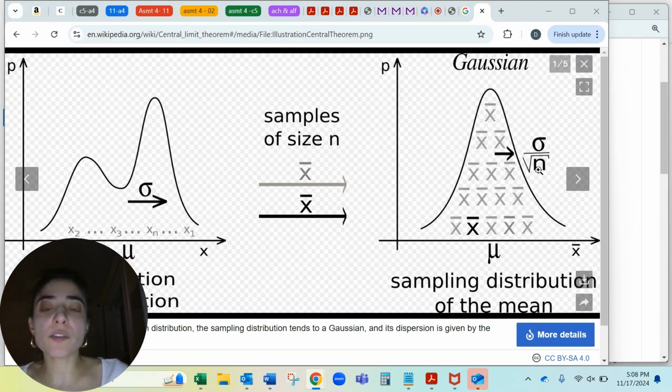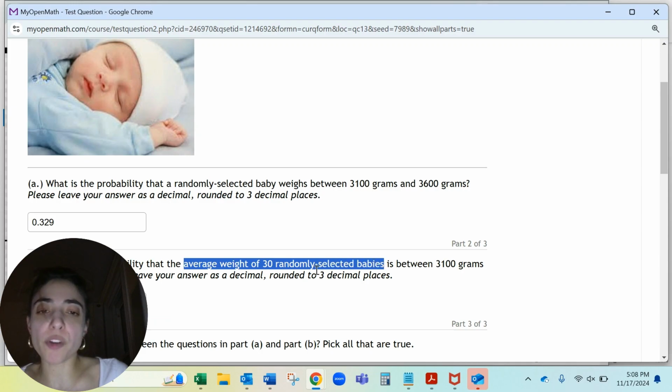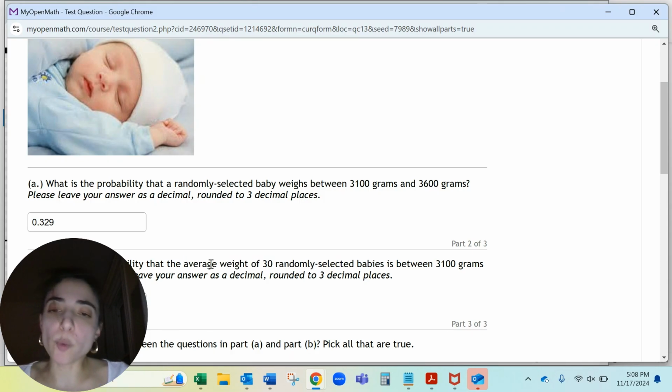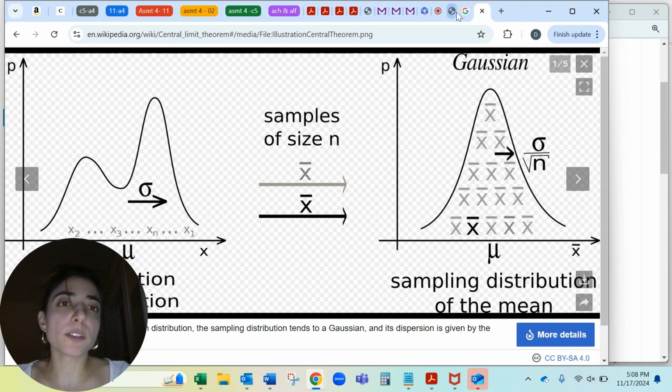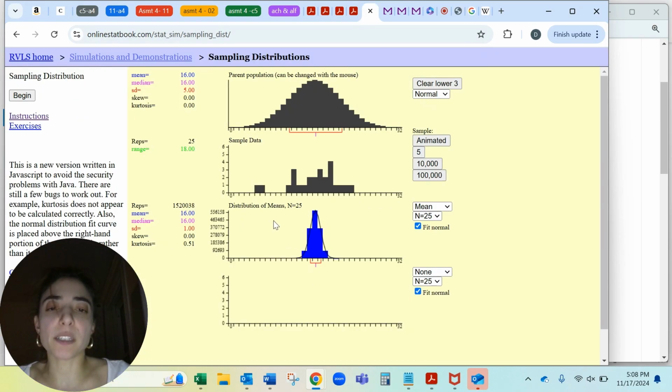In other words, to answer this question, what is the probability for an average weight of 30 babies? I need to calculate the mean and the standard deviation for the sample averages of the samples of 30 possible selected random babies. So I will again be using a normal distribution calculator. However, the mean and the standard deviation need to be the mean and the standard deviation for the sampling distribution, not the population.